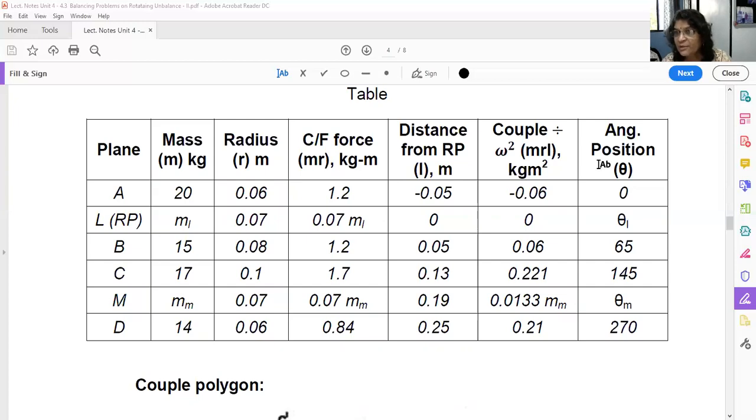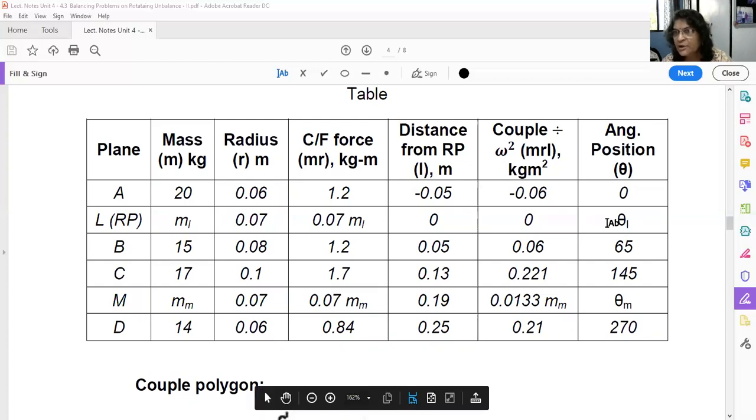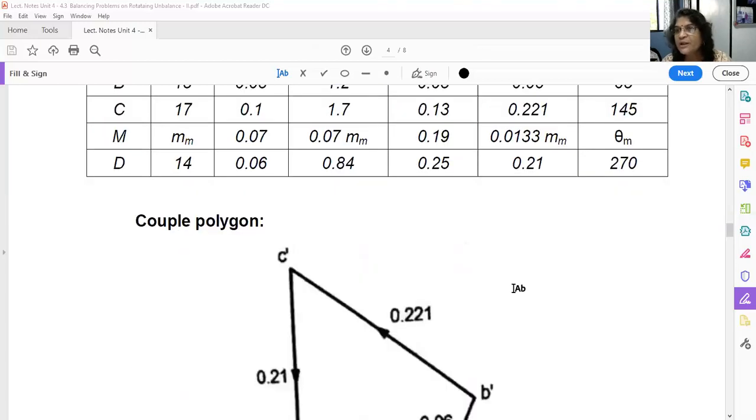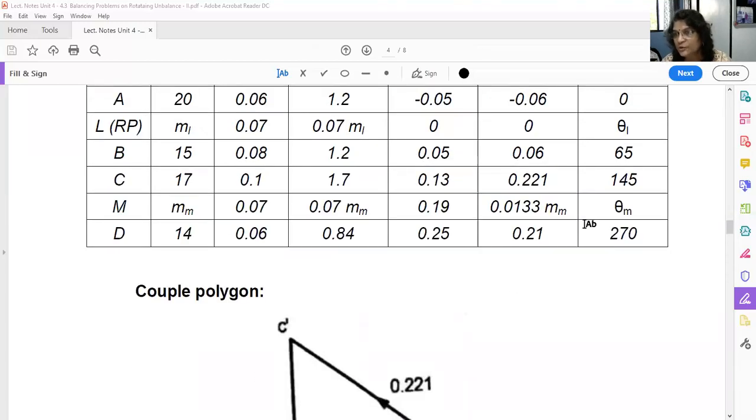Now see, what are the angular positions? These are given: 0 degree, 65 degree, 145 degree and 270 degree. What is unknown? Theta L is unknown, theta M is unknown. But as this is zero couple, theta L is automatically eliminated here. So there are only two unknowns, the magnitude and the direction. Now let us draw the couple polygon so that from it you will get these two unknowns.